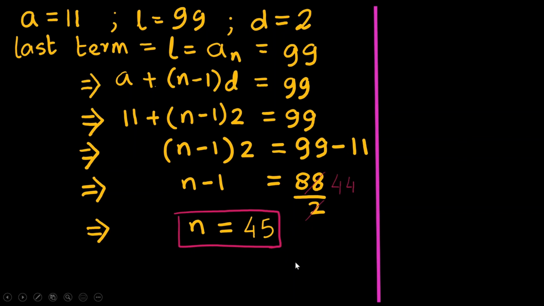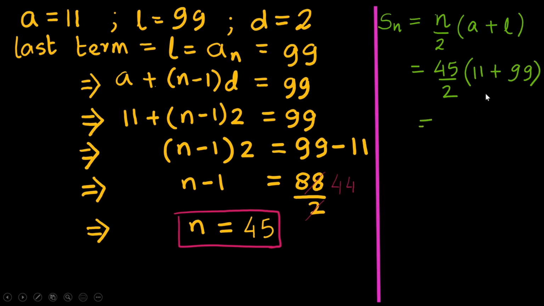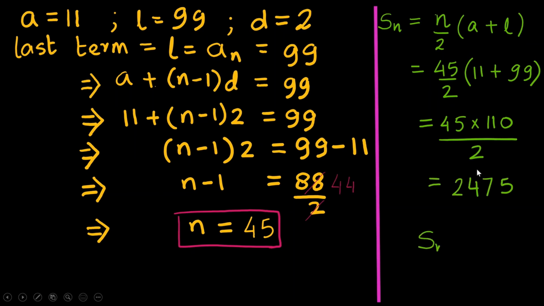Now we have to find out the sum of the first 45 numbers. So Sn is equal to n by 2. This is the formula. Sn is equal to n by 2 times a plus n, right? So we know n now, that is 45 by 2 times 11 plus 99, and just calculate, put the value. 45 times 11 plus 99 by 2. 11 plus 99 is 110, right? Divided by 2. So it becomes 2475. If you calculate it, you can see that this value is 2475. So this is your answer.